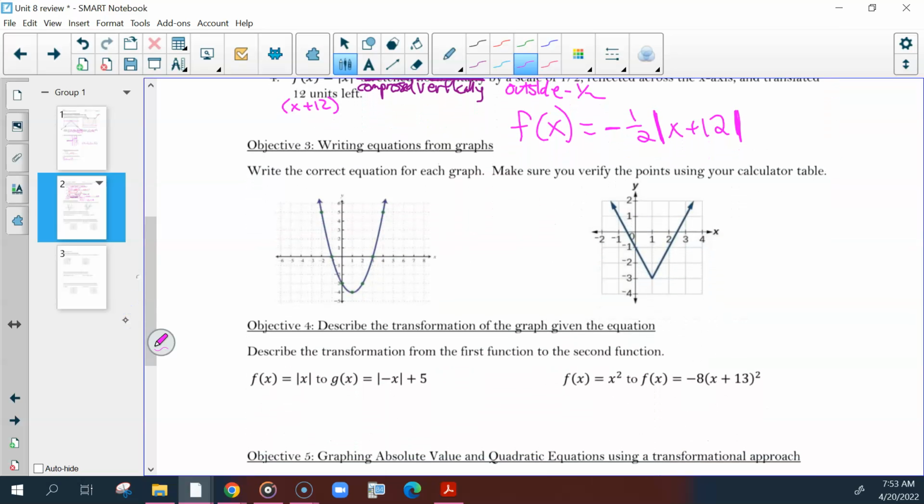The third objective was writing equations from a graph. So I would say list out your transformations off to the side. That will help you be able to write your equations. For this one, if you need to, write in your parent function. It's not a necessary thing, but if it helps you see what happened to it, what changed, you can do that.